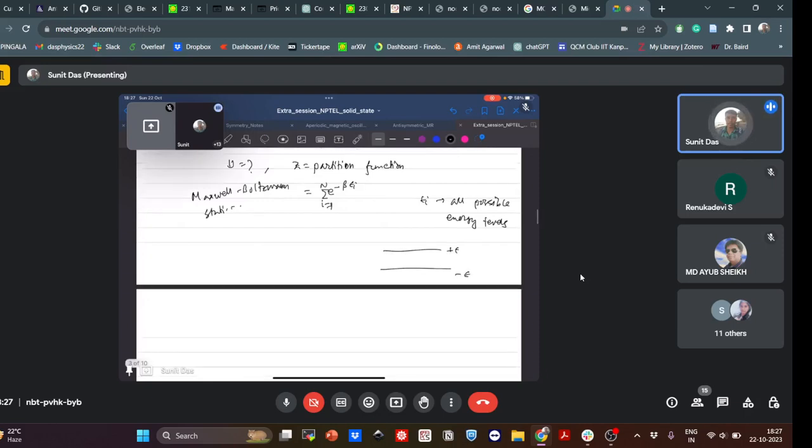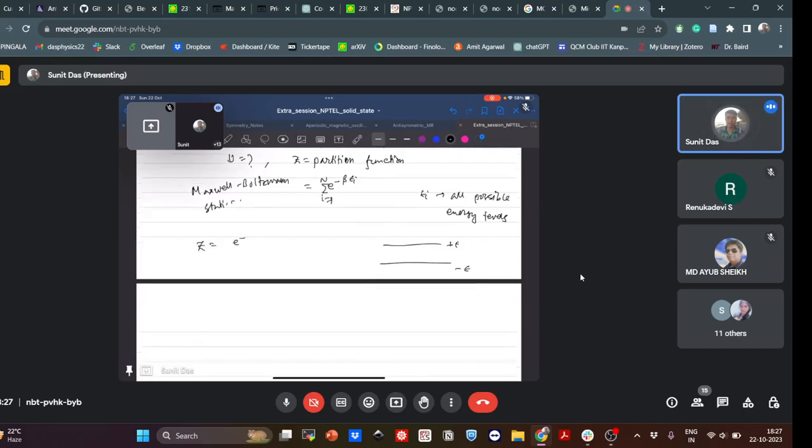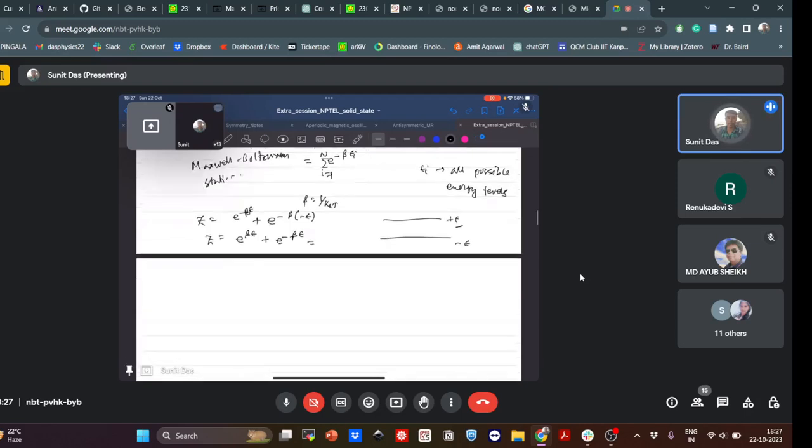So then in this case, Z will be e to the power minus beta epsilon, where beta is 1 by kBT, plus e to the power minus beta times minus epsilon, so e to the power plus beta epsilon. So this is the partition function, and we can easily say that this is 2 cosh(beta epsilon).